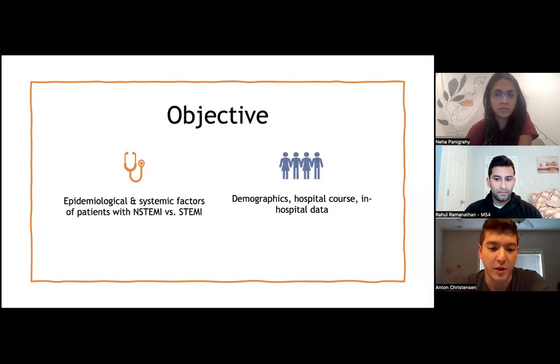The objectives of this project were to analyze the epidemiological and systematic factors of patients with NSTEMI versus STEMI, and additionally, the demographics, hospital course, and in-hospital data of patients with STEMI versus NSTEMI.